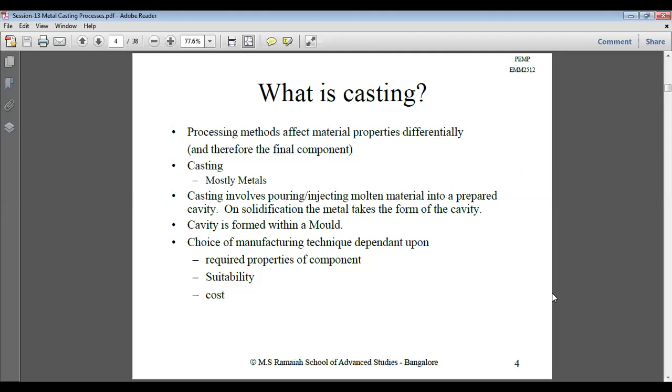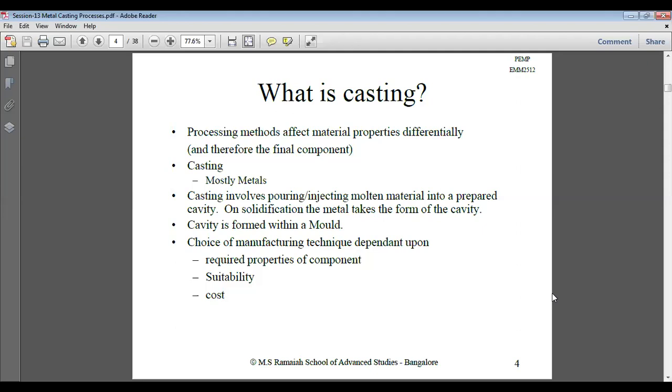Cavity is formed within a mold. So mold is the cavity or the part that is used to convert the raw material, the liquid metal, into the solidified. So this is casting. So why is it preferred over other methods of manufacturing? Because of three basic reasons. One is it is the simplest process that can take place, and it can be applied to all the metals and alloys. And the third one is, since it is simplest, it is economical process. So because of these three reasons, we choose casting over other methods.